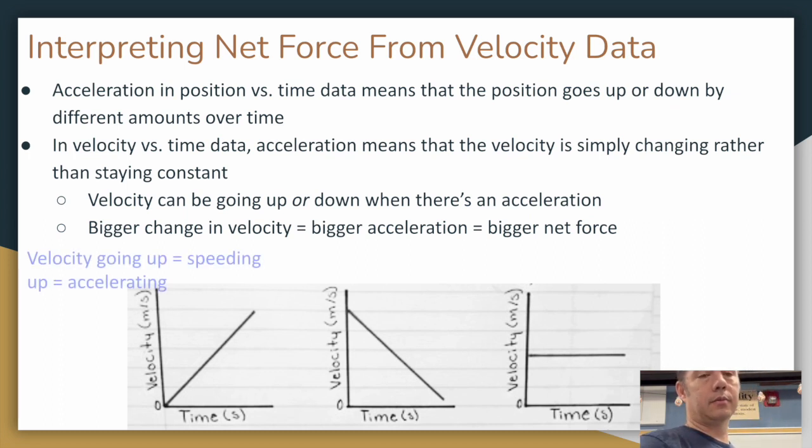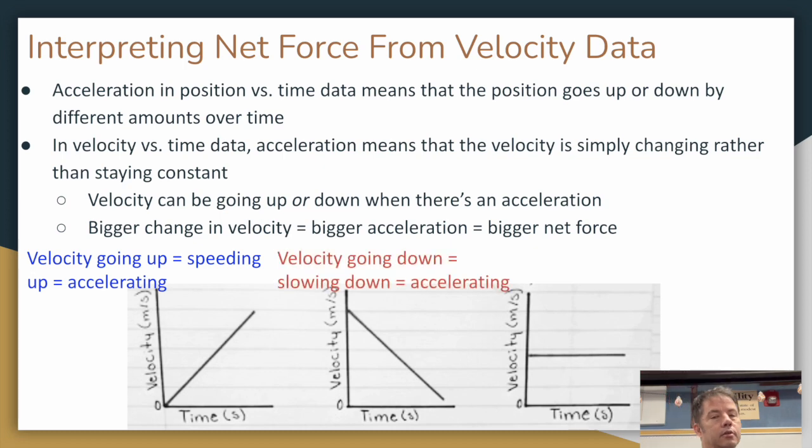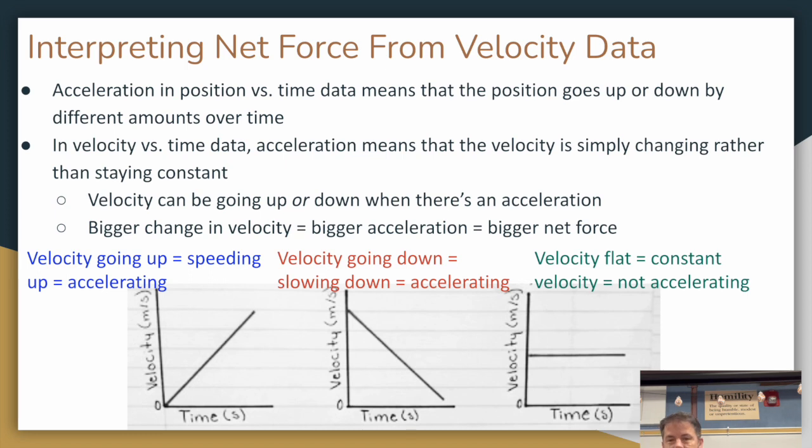Okay? Velocity going up equals speeding up equals accelerating. Velocity going down. See how the graph is going down? Because we read from left to right on the graph, the velocity is getting smaller, so it's slowing down. It's a negative acceleration, which means it's against motion. And then we have a flat velocity. If velocity doesn't change, it's constant speed. No net force, no acceleration, because it's staying the same.